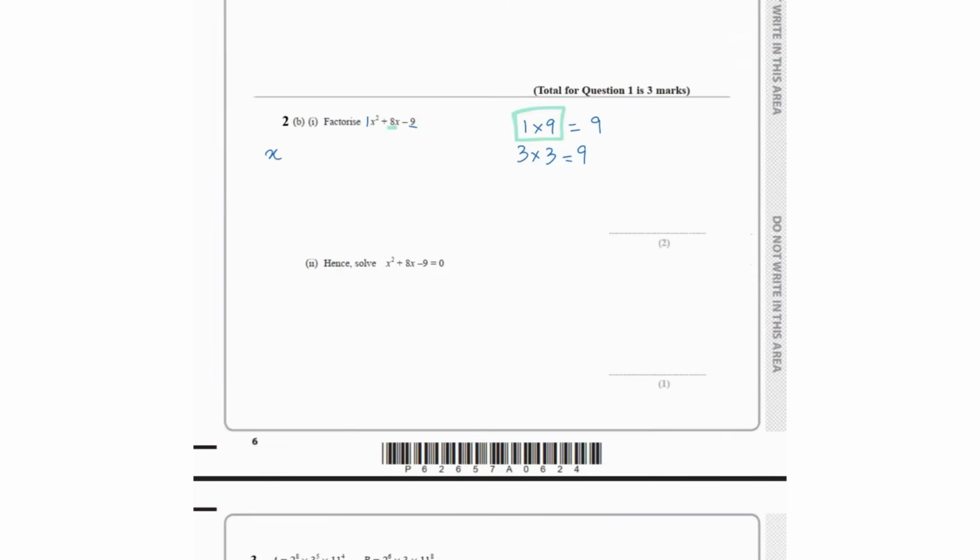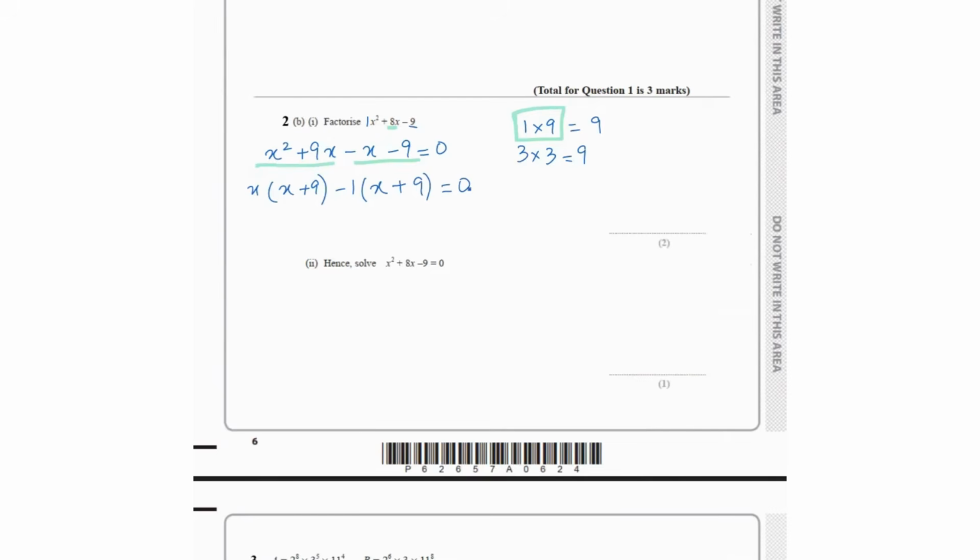So we're going to replace 8x with 9x minus x. 9 and 1 are the factors, so 9 minus 1 gives us 8. So we just replace the middle term with that. Everything else remains as it is. Now we're going to split this into 2 groups, and we're going to factor these groups separately. In the first group, we have x common, so x plus 9 goes in the bracket. In the second group, we have -1 common, so x plus 9 goes in the bracket.